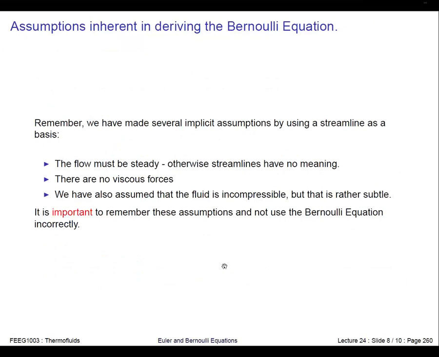Okay, so key thing for the lecture is you need to know how and when to apply the Bernoulli equation. You get the Bernoulli equation in your list of equations, so you don't need to remember it, but you do need to remember how to apply it. And the key thing to remember is we used a streamline to do this force and energy balance, and there are some assumptions associated with streamlines. The first one is that the flow is steady. Otherwise, streamlines don't mean anything, they're just nonsense. There's no viscous forces, so this is not true in real life, but it's not too bad an approximation away from a wall.